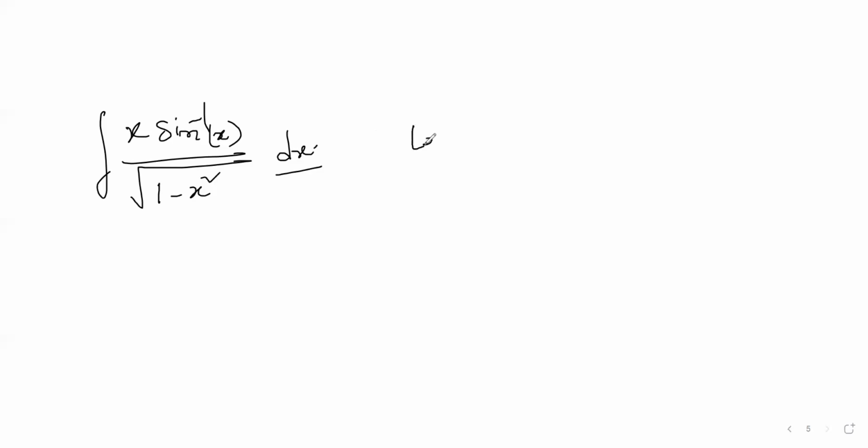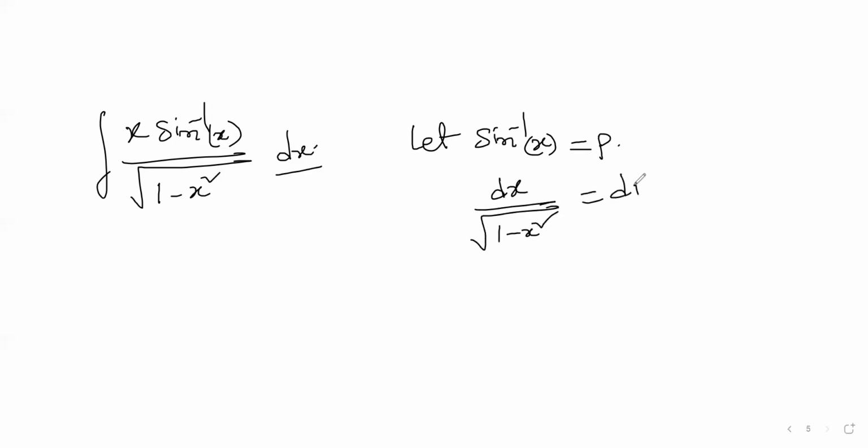So what I do is let sine inverse x be p. This is what I start with. Why I'm assuming sine inverse x as p is that the derivative of sine inverse x is 1 by square root of 1 minus x square. So that's the reason I'm going ahead. My derivative is dx by square root of 1 minus x square on one side, and dp on the other side. That's how we do the derivative.